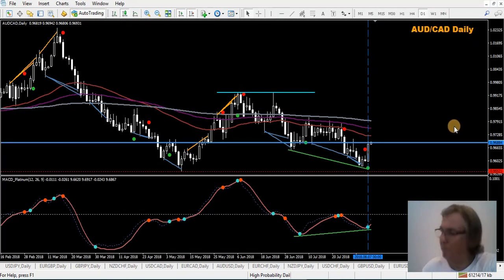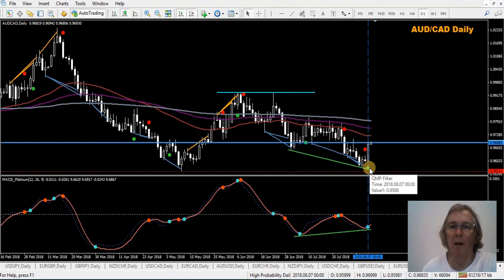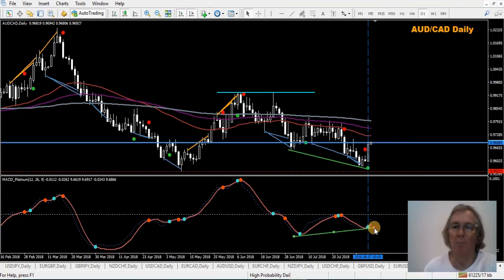Aussie CAD. New buy trade this morning based on bullish divergence. It's a higher risk trade. We're going into the MAs. You can see the price is not far below them. So it's regular bullish divergence. Price is going down, lower lows. MACD is going up, higher lows. So it's a buy trade on the AusCAD.